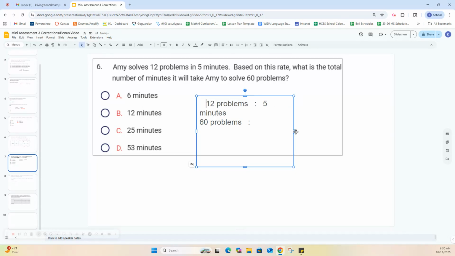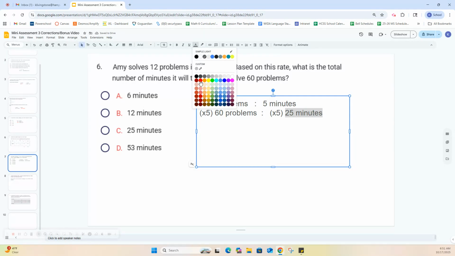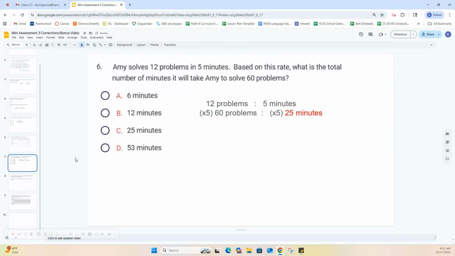So let me actually write that over here. To go from 12 problems to 60 problems, we multiply by 5. So 5 minutes times 5, because remember, whatever we do to one, we do to the other, is 25 minutes. All right, let's keep going.